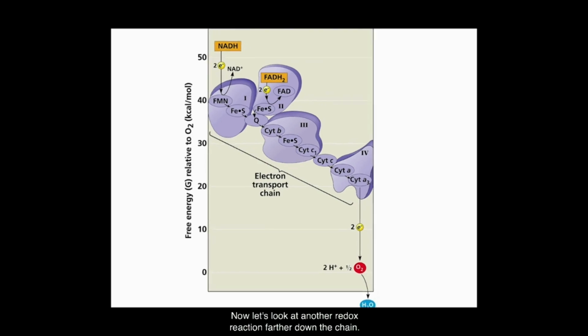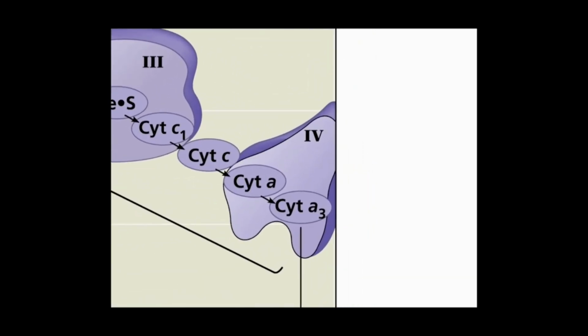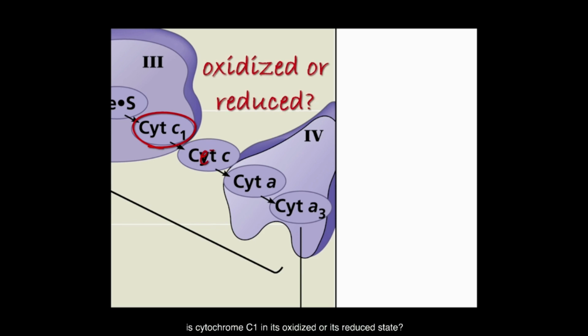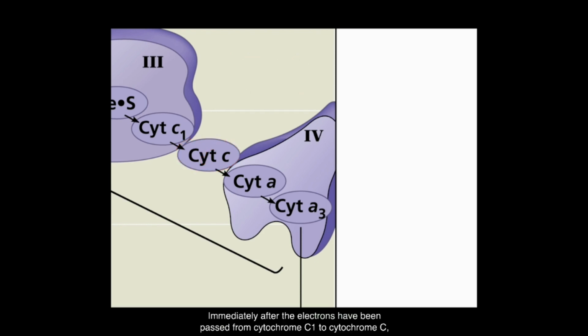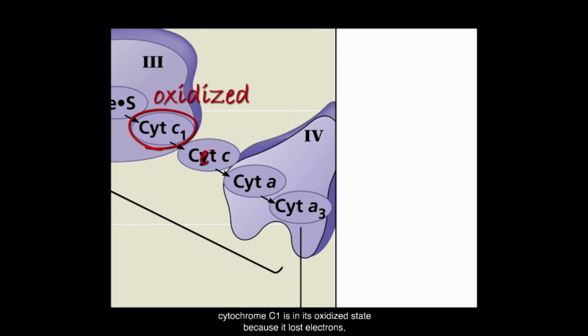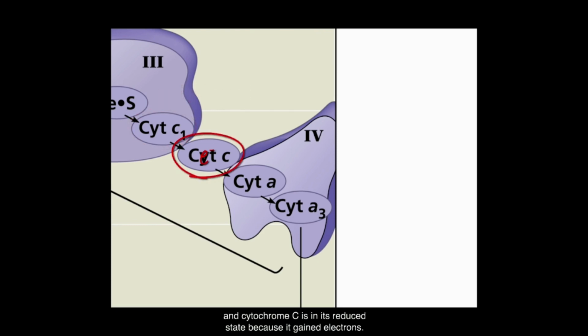Now let's look at another redox reaction farther down the chain. Cytochrome C1 donates electrons to cytochrome C. Immediately after the electrons have been passed from cytochrome C1 to cytochrome C, is cytochrome C1 in its oxidized or its reduced state? And is cytochrome C in its oxidized or its reduced state? Immediately after the electrons have been passed from cytochrome C1 to cytochrome C, cytochrome C1 is in its oxidized state because it lost electrons, and cytochrome C is in its reduced state because it gained electrons.